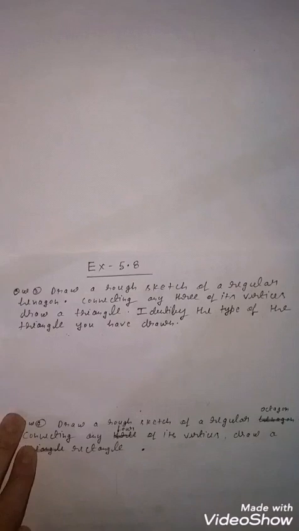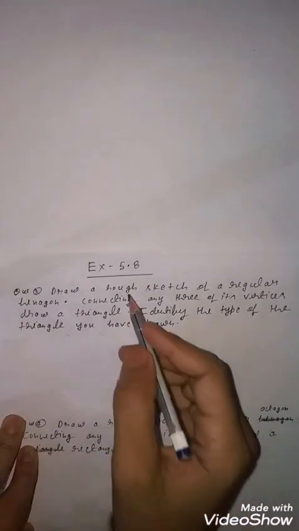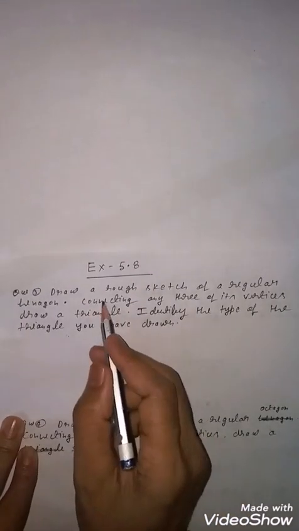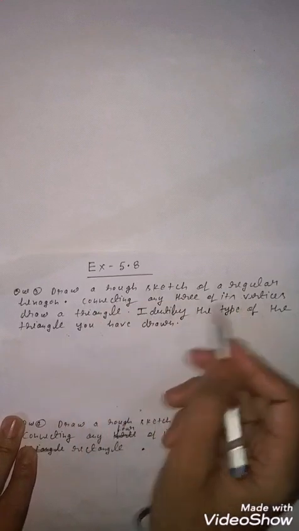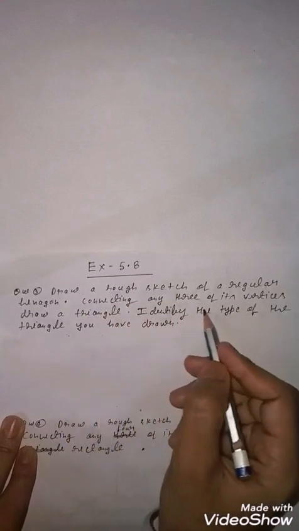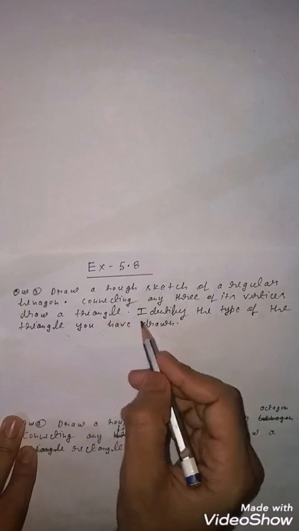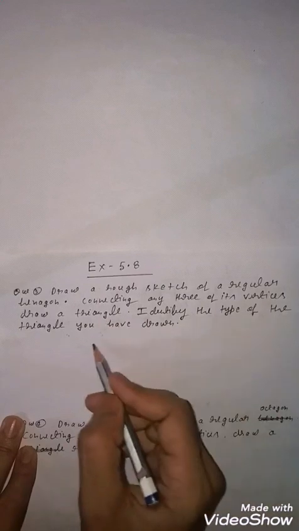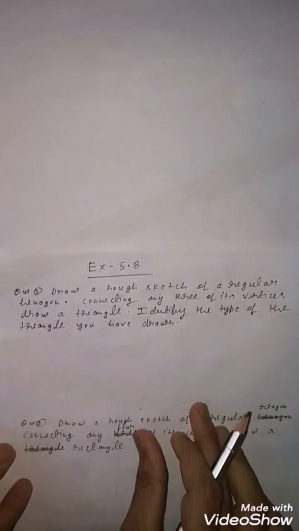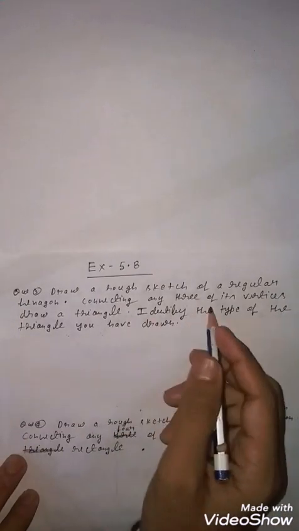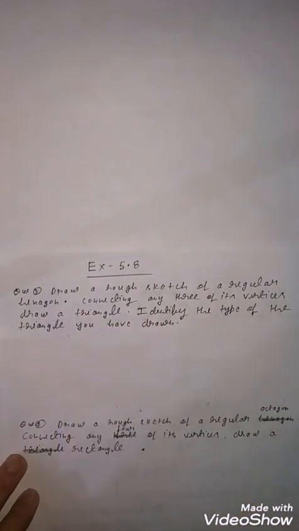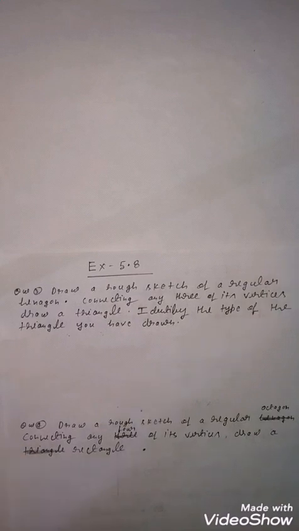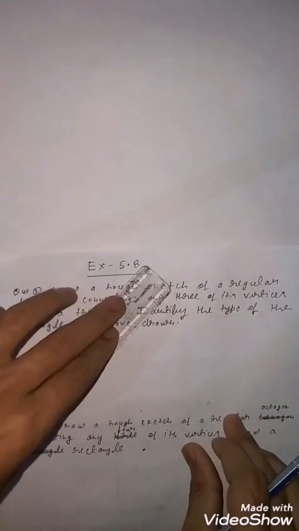Clear, students? Now students, come to the exercise 5.8. Question number 3. Draw a rough sketch of a regular hexagon connecting any three of its vertices. Draw a triangle. Identify the type of the triangle you have drawn. So you have to draw what, students? You have to draw a rough sketch of hexagon. Hexagon means, students, you know that what? Means a polygon having how many sides? 6 sides. Clear, students? So how you will draw hexagon?